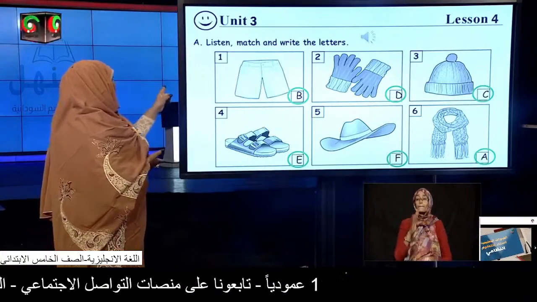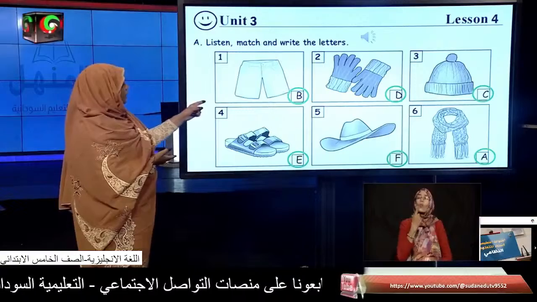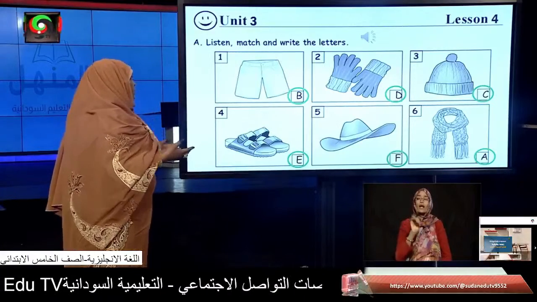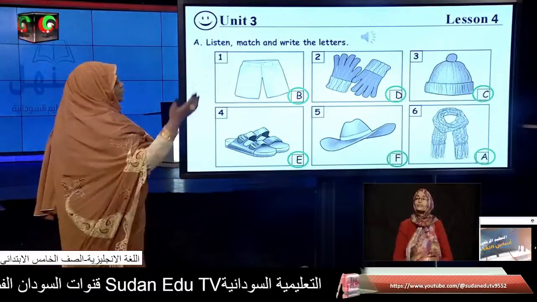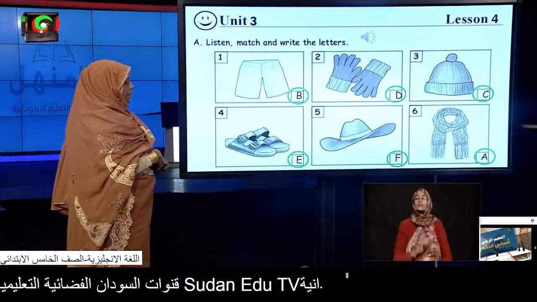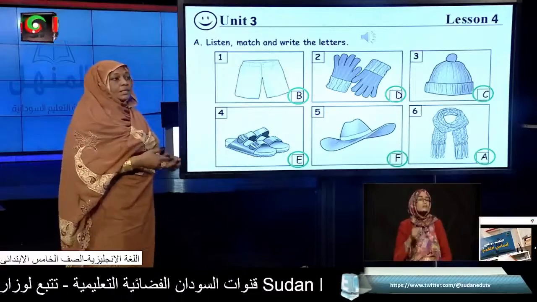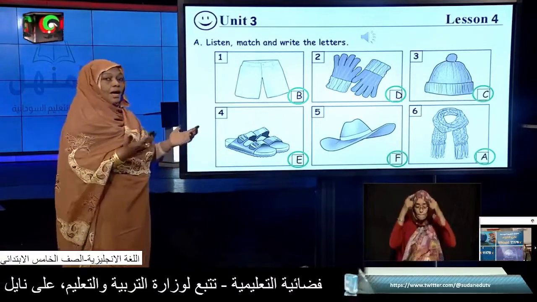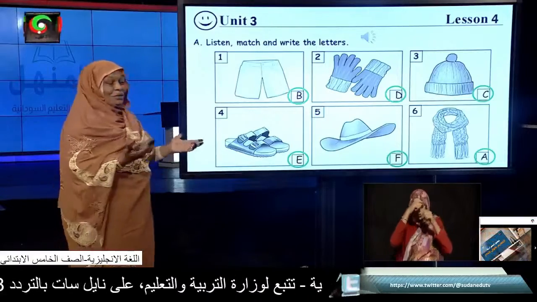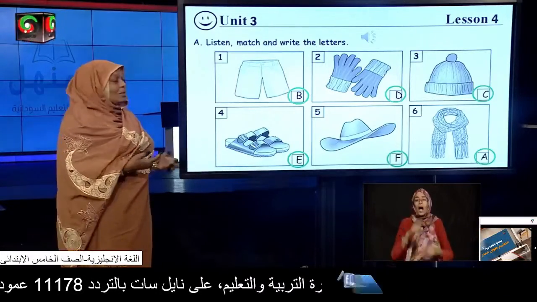Look at picture 1, and here is B. So this is shorts for summer. Well done. Let's move to C, which is picture 3. What's this? This is a warm hat. So it's a hat for summer, a hat for winter? This is a hat for winter.